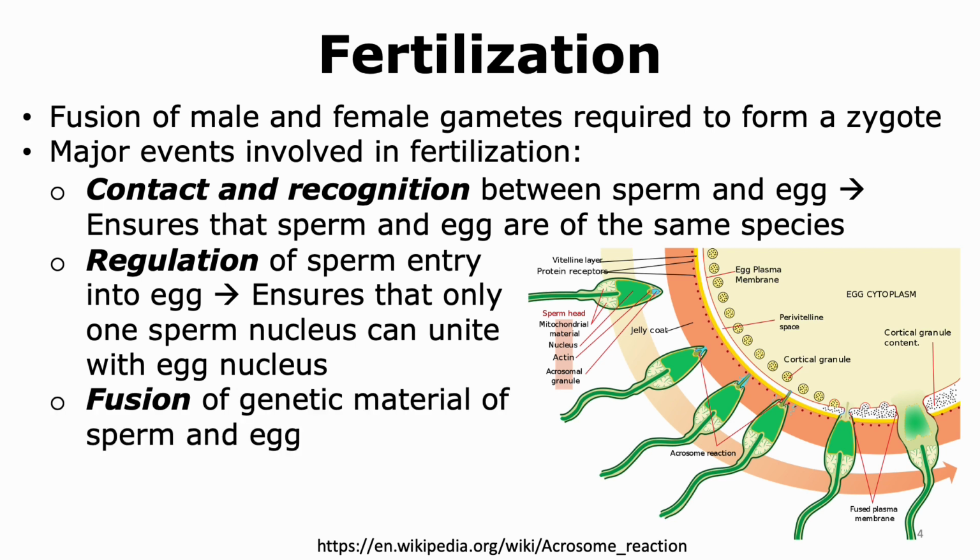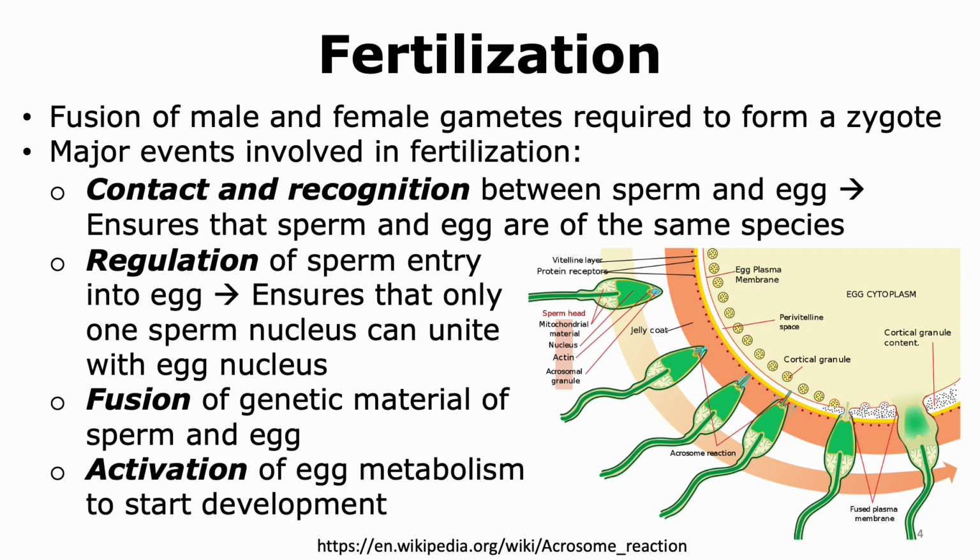Once the sperm is able to enter, or its membranes are able to fuse with the egg cell membranes, the fusion of genetic material has to occur. Once the fusion of the genetic material occurs, the egg, which has now become fertilized and become a zygote, has to start its metabolism and begin the different processes of development.